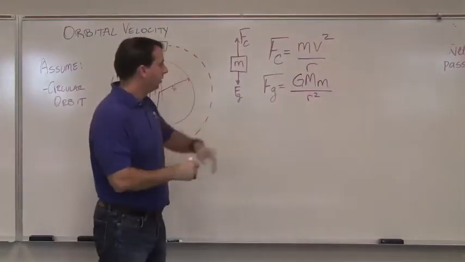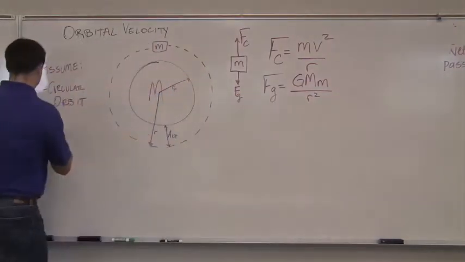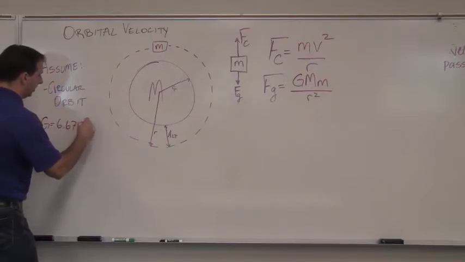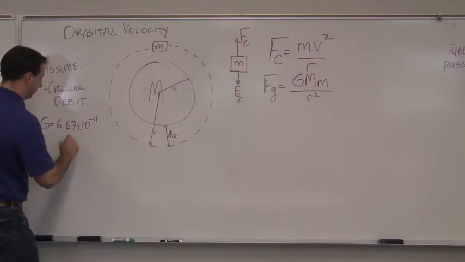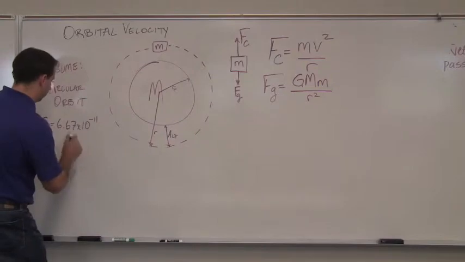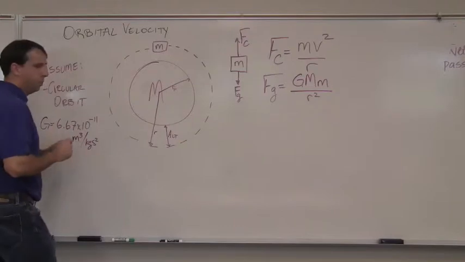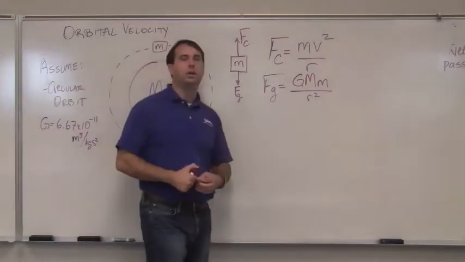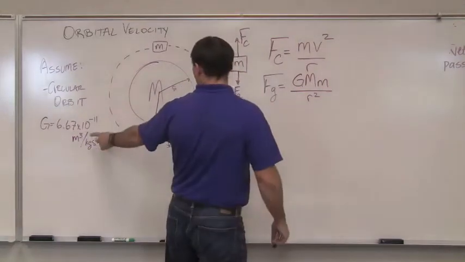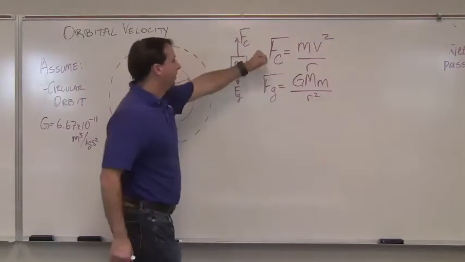So force due to gravity is big G, which is a constant, 6.67 times 10 to the minus 11. What are the units on big G? Meters cubed over kilogram second squared. You can look this up on Wikipedia. It's a known constant. You can Google it, Newton's gravitational constant. There's a bunch of different versions of it, but I use the kilogram meter second version of it, okay?